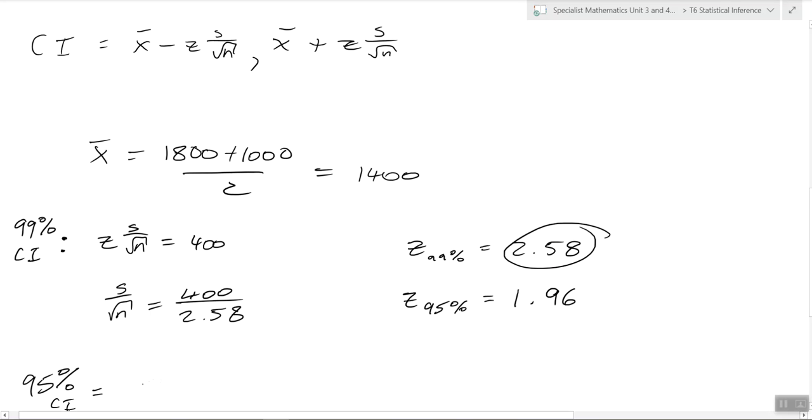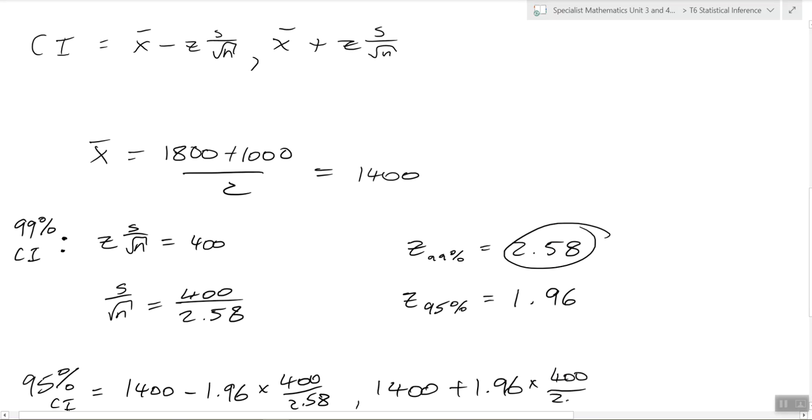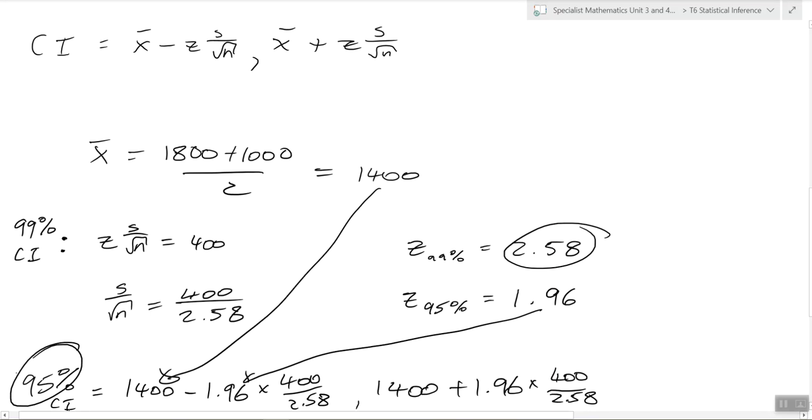So for the 95% confidence interval, we've got 1400 minus 1.96 times by 400 over 2.58. That's the lower limit. And this one's the upper limit. So I subbed in the mean, I subbed in the z-score for the confidence interval, and I subbed in that ratio that we found from the 99% confidence interval.